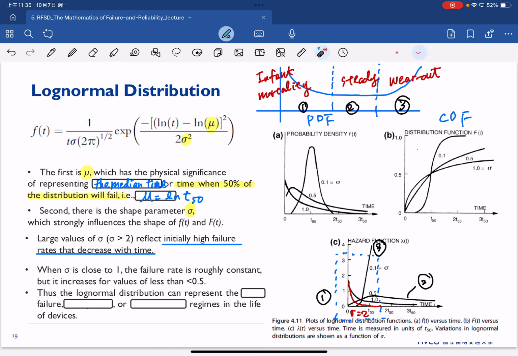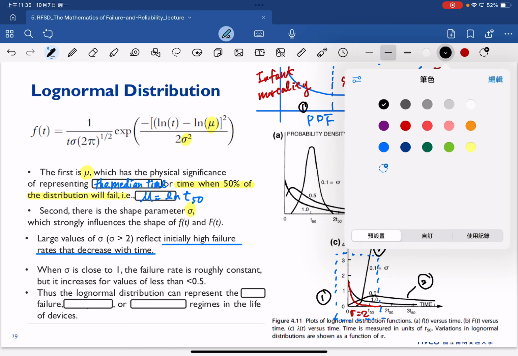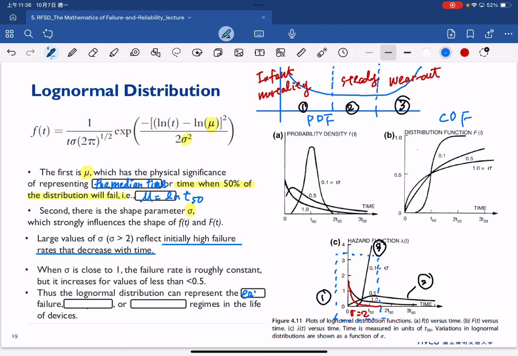So therefore, the log normal distribution can represent the early failures, the steady state, and the wear out region in the life of a device.